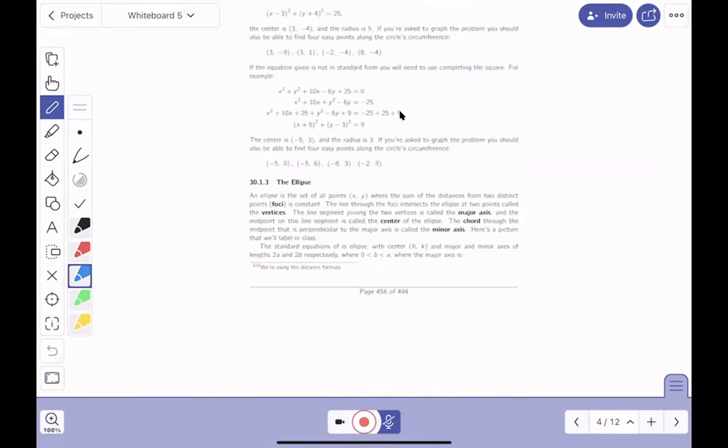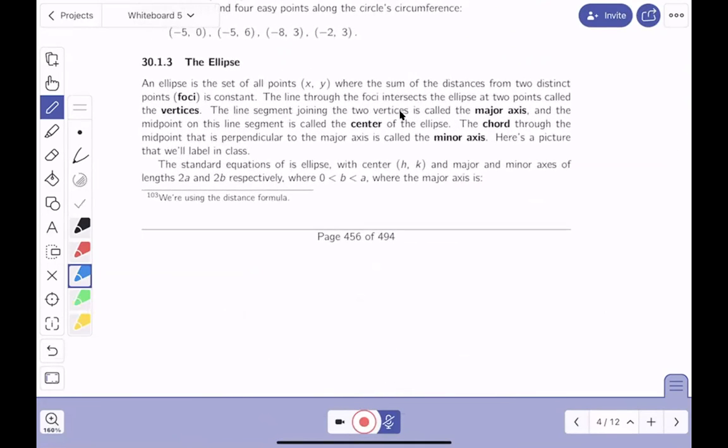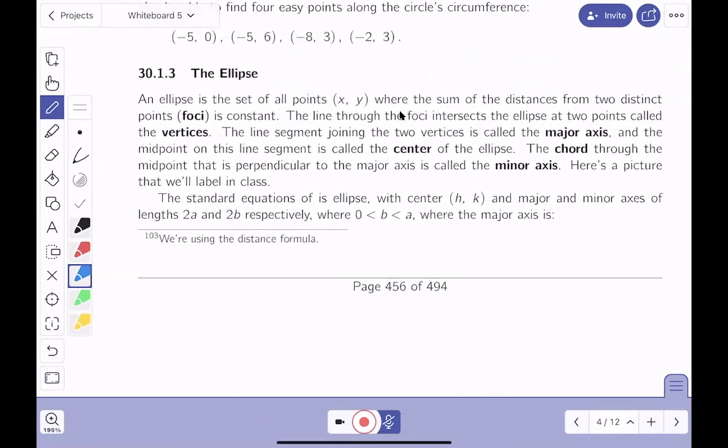All right, so the next thing up is the ellipse. And certainly, I know there's a lot of information over here. Someone says it's so much, I'm overwhelmed. Well, it's just a review.